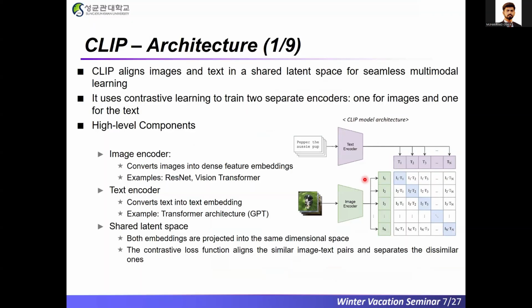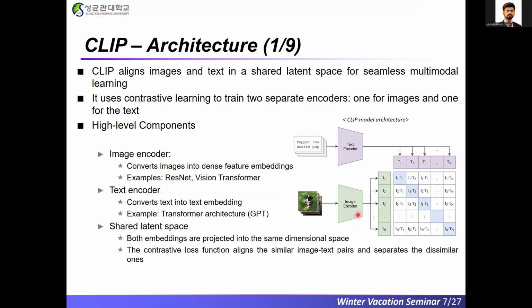So let's dive into the architecture of CLIP. CLIP aligns images and text in a shared latent space for seamless multimodal learning. First, we will give a broader picture and then we will talk about each of the components in detail in order to get a deeper understanding of what CLIP does and how it does it. It uses contrastive learning to train two separate encoders, one for images and one for text. As you can see, these are the bunch of images we have, and these are the bunch of texts that we have.